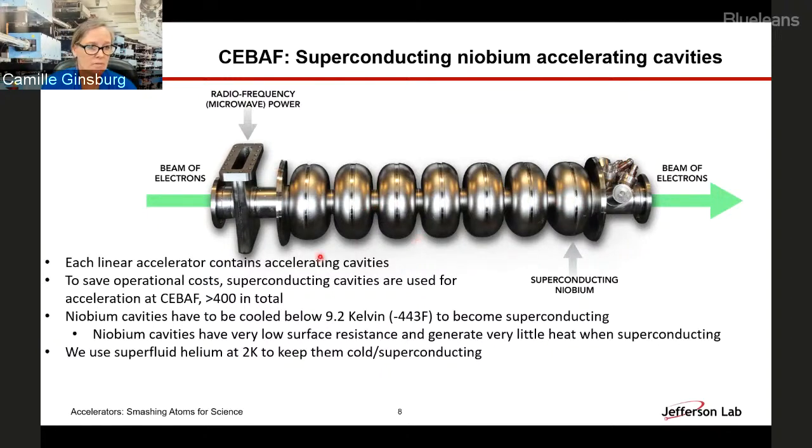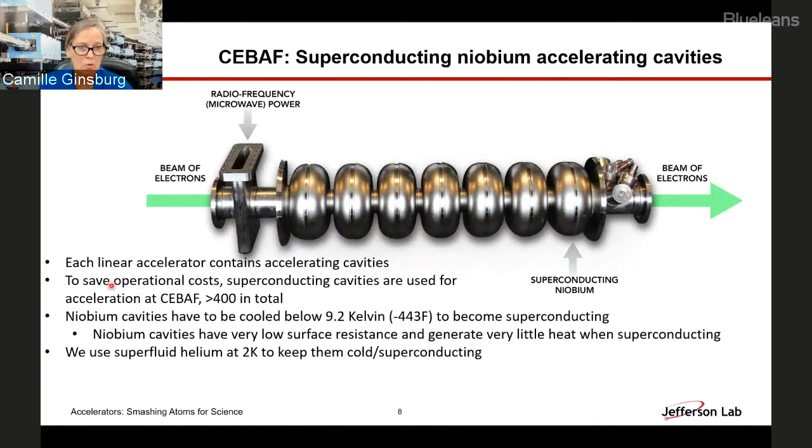So each of the two linear accelerators at CEBAF contains accelerating cavities similar to these. And to save operational costs, superconducting cavities are used for the acceleration at CEBAF. We have more than 400 similar cavities in total.